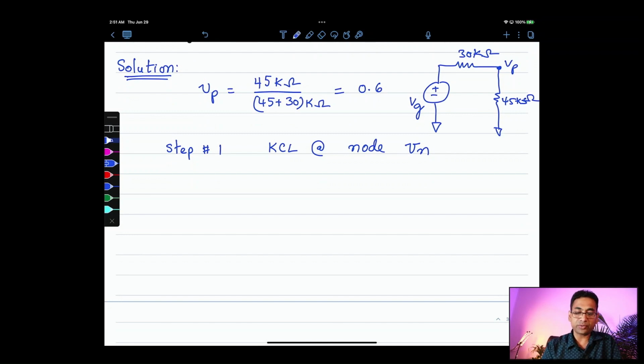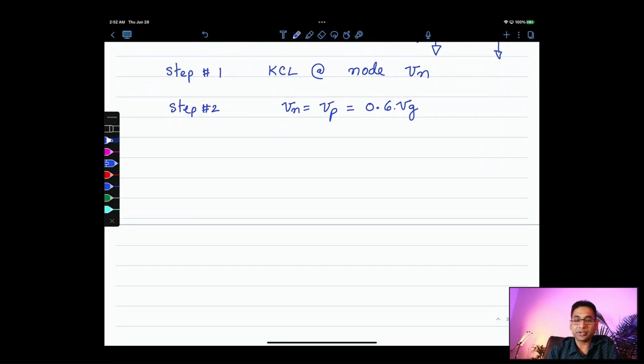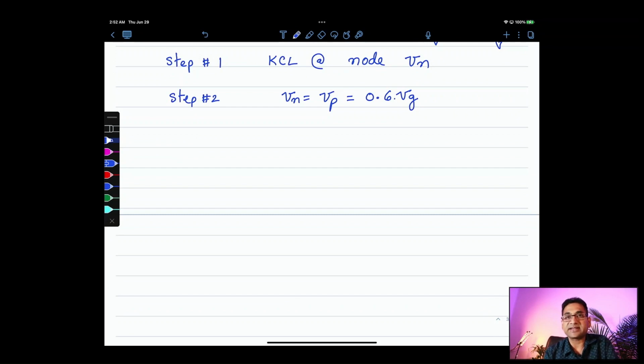Okay, from step number 2, we know Vn equals Vp, which is found to be 0.6 times Vg. Actually, there is a factor of Vg over here, 0.6 times Vg. That's the multiplication, multiplied by the Vg term there. 45 kilo ohms by 45 plus 30 kilo ohms is the factor that multiplies Vg. Now let's see. So Vn is 0.6 Vg.